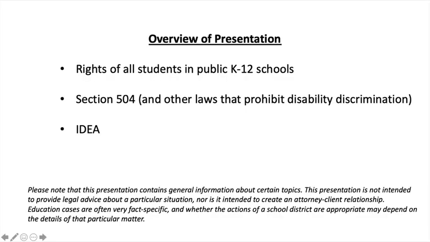So I wanted to start by giving everyone an overview of the presentation and let you know where we're going to be headed. The first part is going to focus on the rights of all students in public education K through 12. And then I'm going to talk specifically about Section 504 of the Rehabilitation Act of 1973. That's a federal law that prohibits disability discrimination. And then spend the bulk of the time talking about the Individuals with Disabilities Education Act, or IDEA.